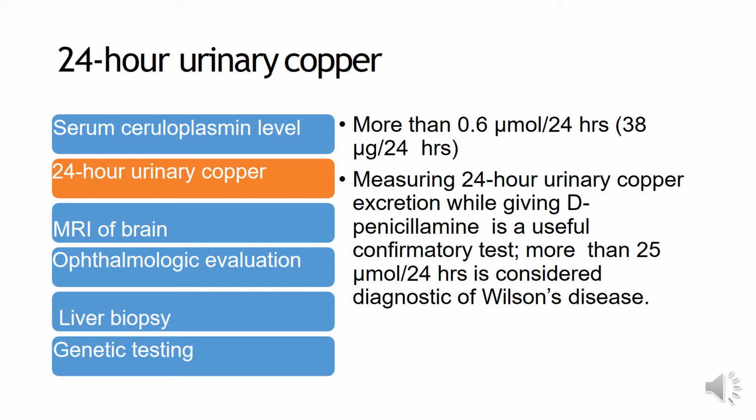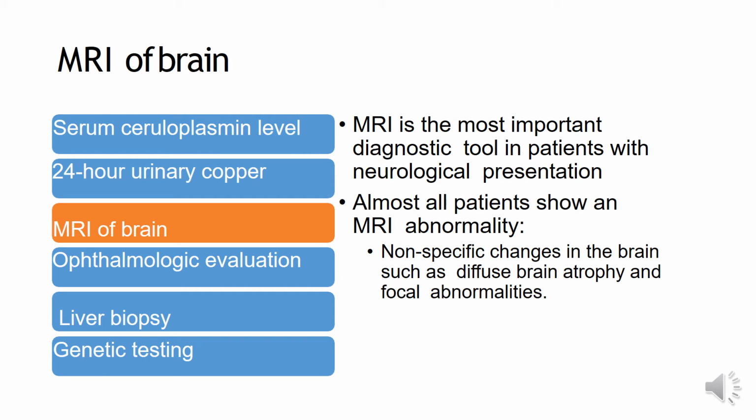During this challenge test, 2 doses of D-penicillamine are given according to Nelson, one dose 24 hours apart, or one dose 12 hours apart. Now this requires inpatient admission for the monitoring of the patient's intake of copper as well as the urinary collection. So it might require the patient to be in the wards with you for you to perform this test, right? So let's move on to MRI of the brain.